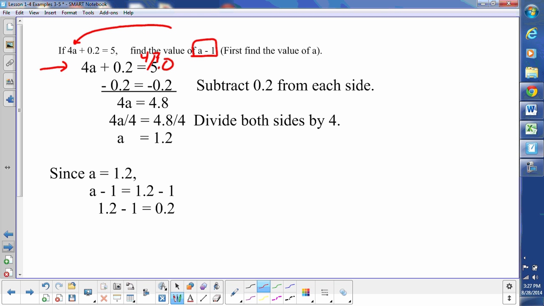And then we divide both sides by 4. 4.8 divided by 4, you can take half of 4.8 and half again. Half of 4.8 is 2.4. Taking half again is 1.2. That's how you divide by 4. Since a is equal to 1.2, or 1 2/10, to see what a minus 1 equals, you simply take away the 1 from your answer. 1.2 minus 1 equals 2/10.